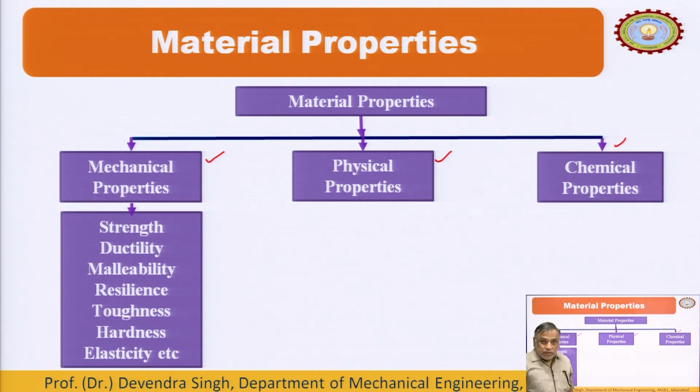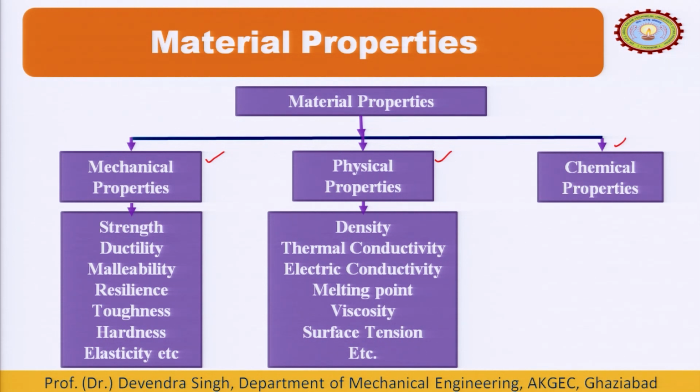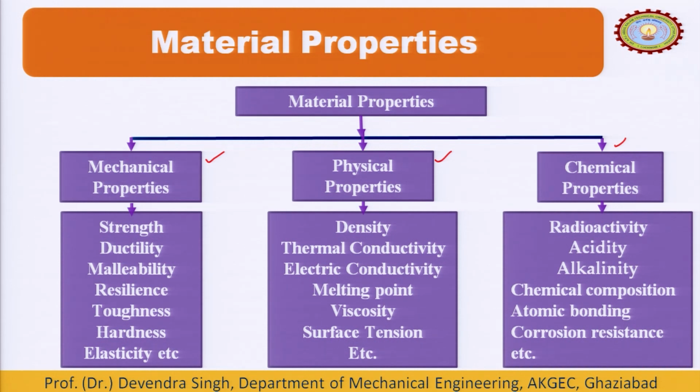Then physical properties are like density, thermal conductivity, electric conductivity, melting point, viscosity, surface tension, etc. Chemical properties include radioactivity, acidity or alkalinity. Chemical composition affects the chemical properties, and atomic bonding affects the chemical properties. So what type of bond is there affects the properties.